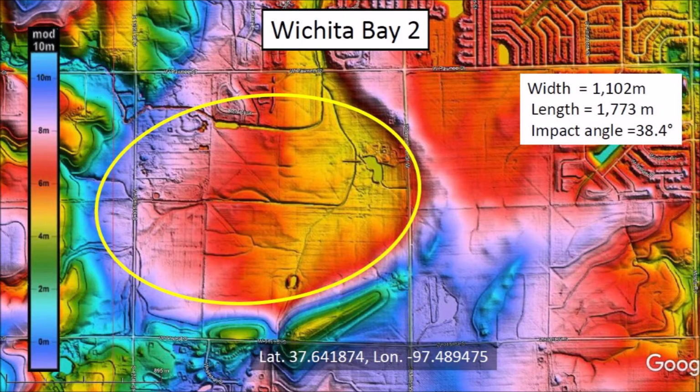The ellipse has a good fit along the south and east parts of the rim. The western part of the rim does not have a sharp edge, but the topography is still adequate for fitting the ellipse. The width-to-length ratio corresponds to an impact angle of 38.4 degrees.